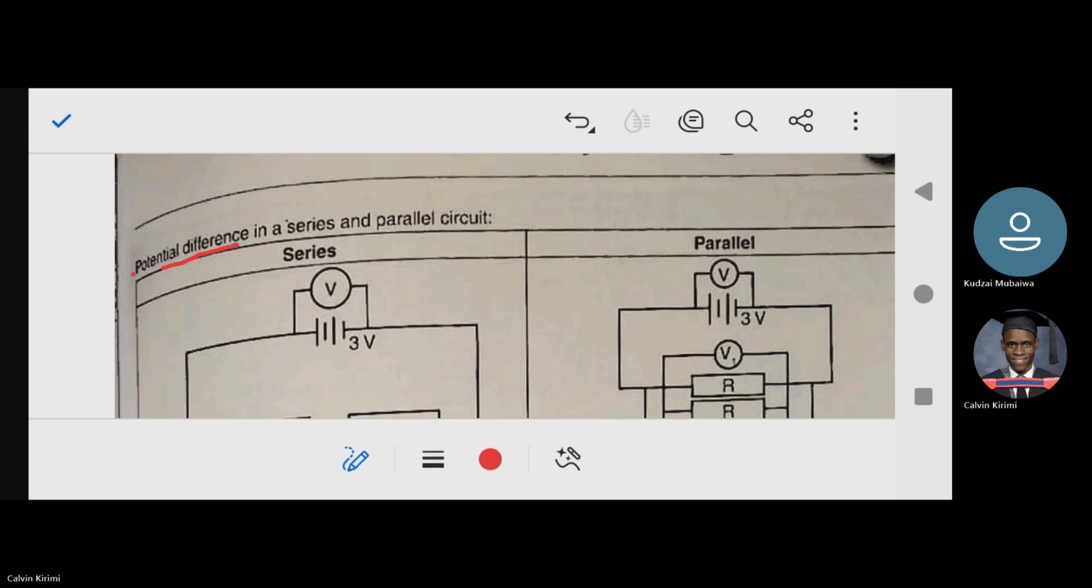Potential difference, or what we call voltage. So another word for potential difference is voltage. Voltage is measured by a voltmeter. That is the component which is represented by the letter V.